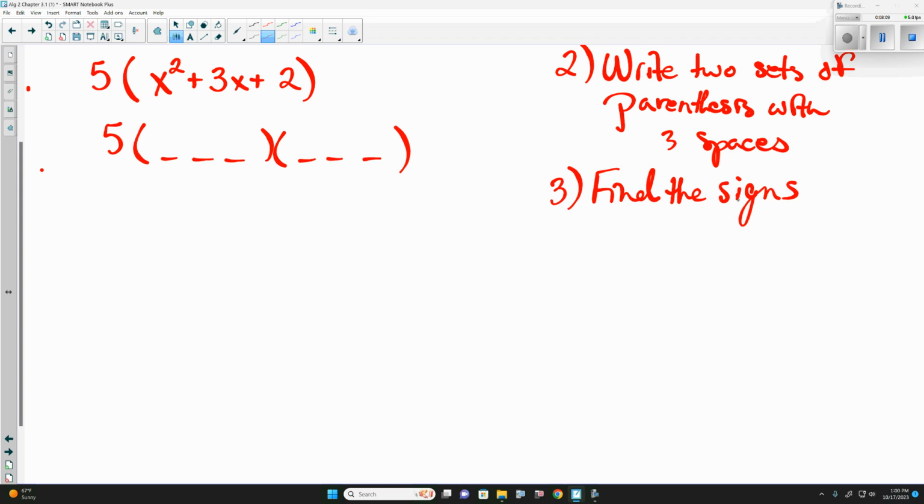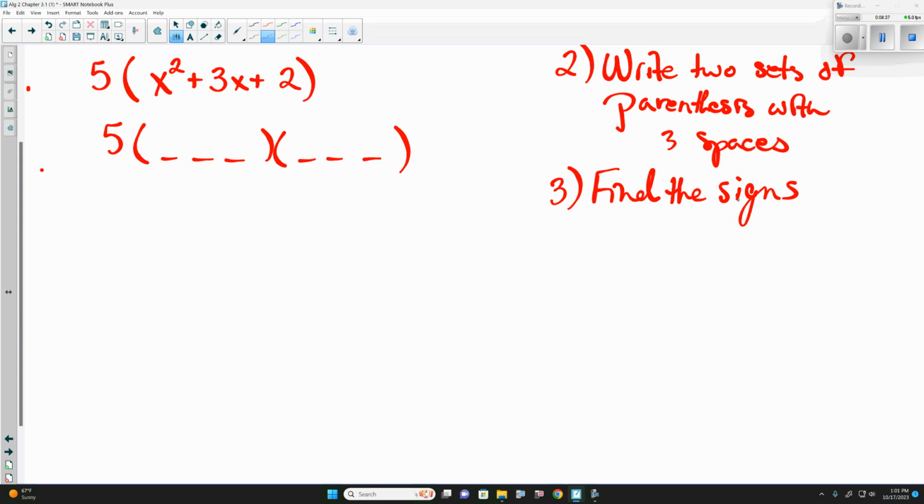Now, there are different ways to factor. There's different methods to go about factoring. The one that I like the best is one starting out with our 2 sets of parentheses. And the next step, step 3, is to find the signs that go in each of our sets of parentheses. And the way we do this is based off the third term.